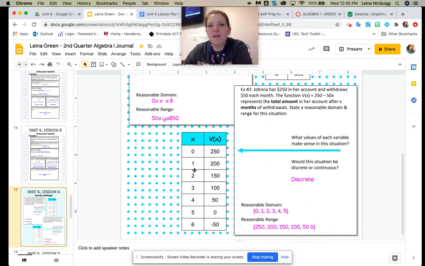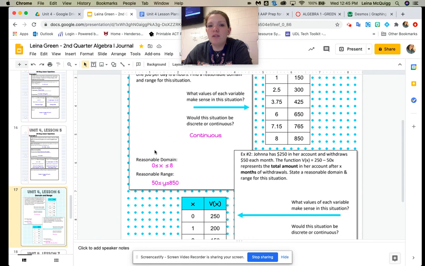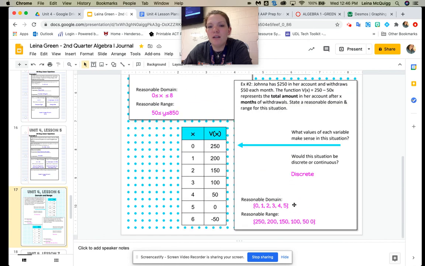Okay? So this is what a continuous function looks like. We would count everything. This is saying we're talking about 0, 0.1, 0.2, 0.3, all the numbers in between 0 and 8, and all the dollar amounts between 50 and 850. Here, we're talking about just 0 months, 1 month, 2 months, 3 months, 4 months, or 5 months, and just these certain amounts. Okay, we're not talking about the numbers in between 250 and 200. We're just talking about 250 and 200.